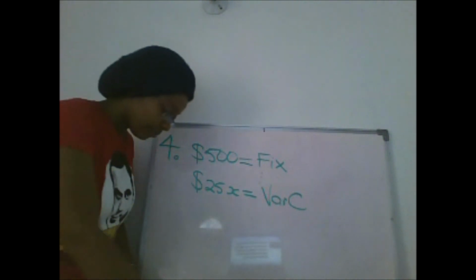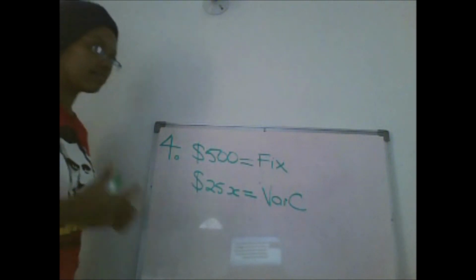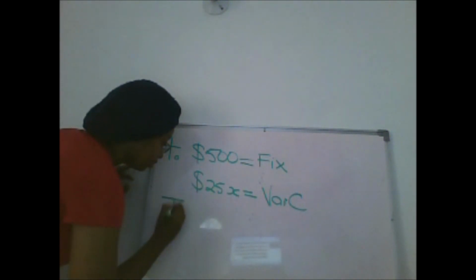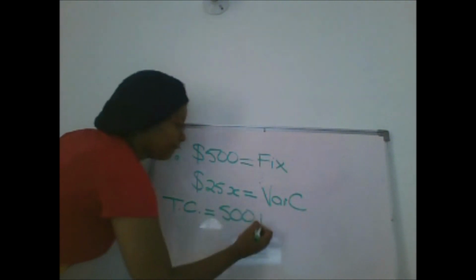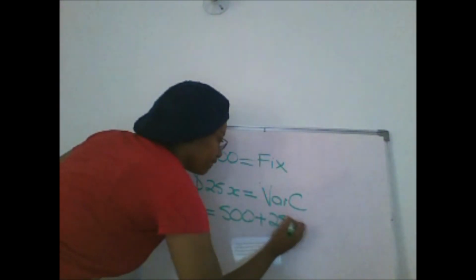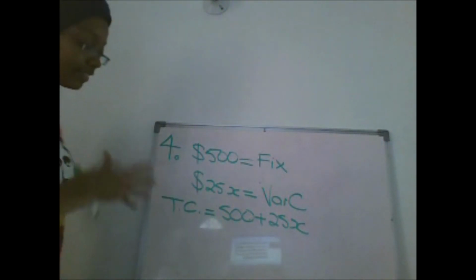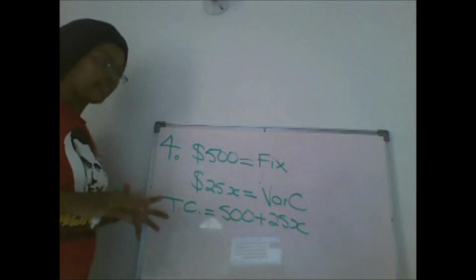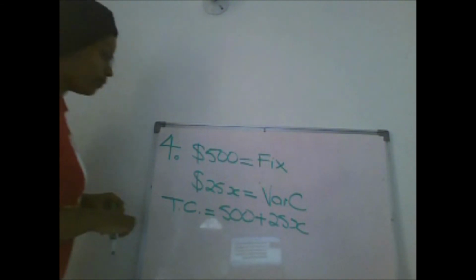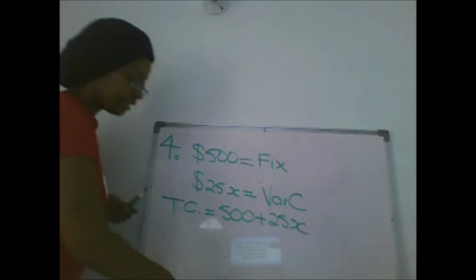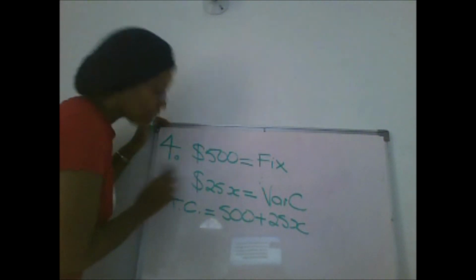Okay, so we have the function for the total cost. Total cost is the fixed cost plus the variable cost. So total cost equals 500 plus 25x. So this is the function for the cost. But it doesn't stop there. It's asking to find the total cost for producing a certain amount of items. It's asking for the cost for producing 12 items.